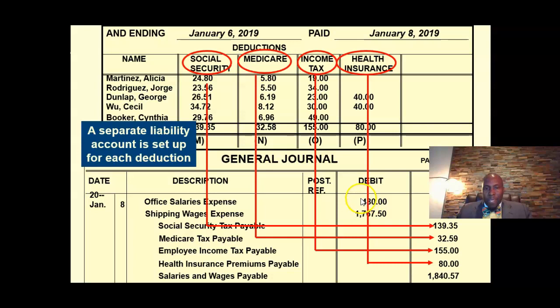Okay? So again, the gross amount earned by the employees is recorded as an expense by the employer. The deductions withheld from the employee's earnings are recorded as payables, meaning they're a liability, because once again, these amounts have not yet been paid to the appropriate tax authorities nor to the insurance company. The net amount owed to the employees goes to an account called salaries and wages payable, and that's because as of the 6th of January, we have not paid our employees just yet.